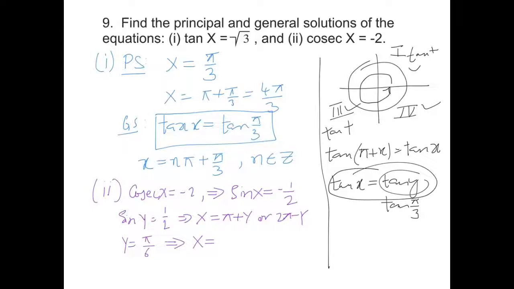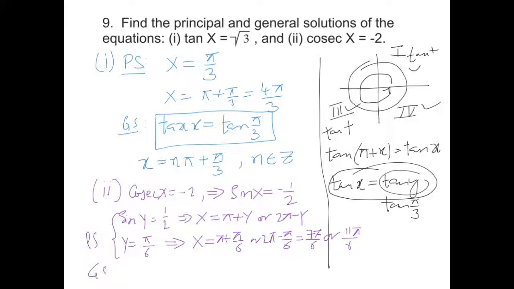pi plus pi by 6 or 2 pi minus pi by 6, which is 7 pi by 6 or 11 pi by 6. Those are the two principal solutions.